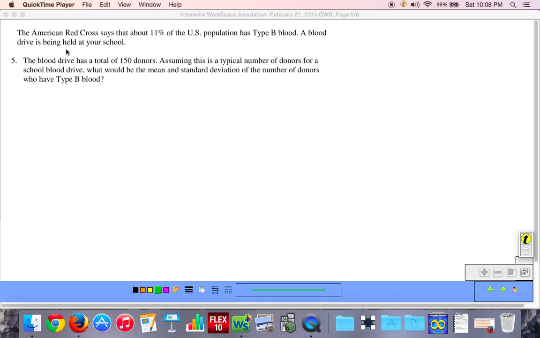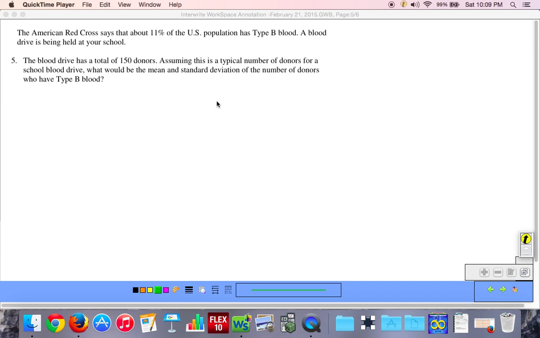Okay, so Chapter 17, Quiz A, question number 5. Again, we're talking about 11% of the U.S. population has type B blood. So number 5, they say the blood drive has a total of 150 donors. Assuming this is a typical number of donors for the school blood drive, what would be the mean and standard deviation of the number of donors who have type B blood?